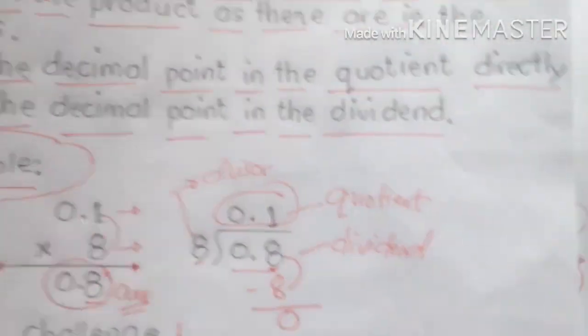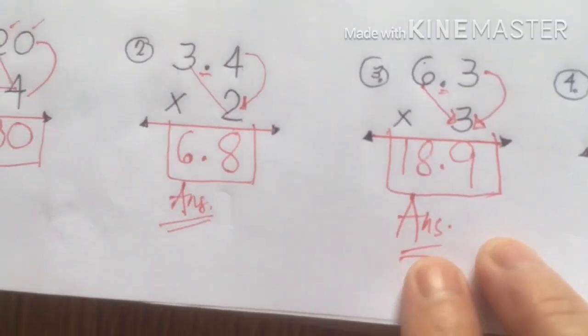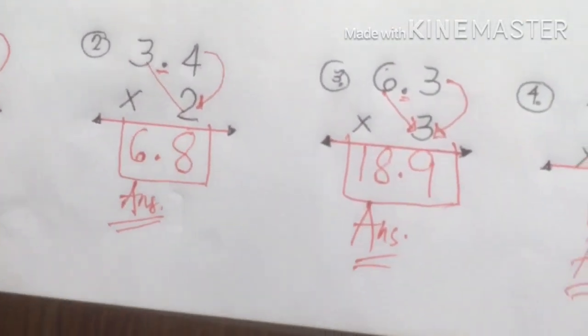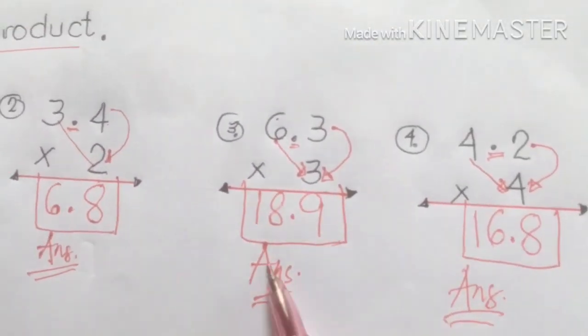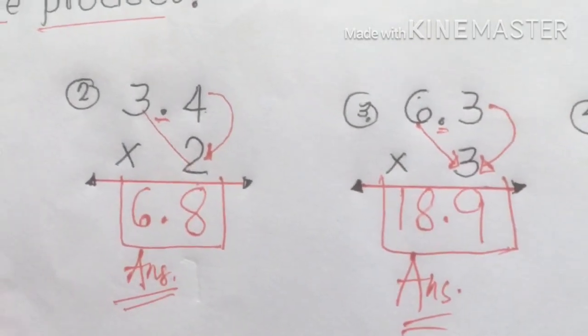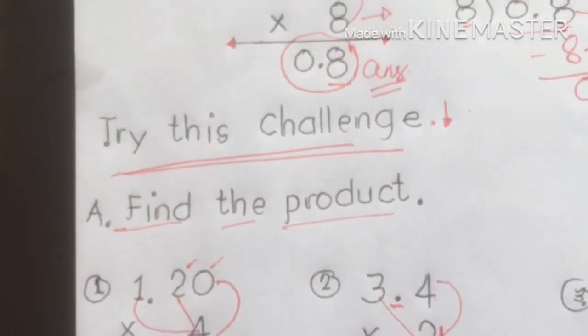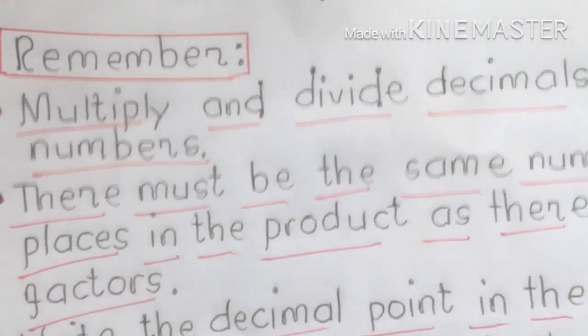For our A, class, it's 1 to 4. So you can write also another example if you want, class. So 16.8, 18.9, answer, 6.8, and 4.80. This will be our multiplying and dividing decimals topic, my dear viewers.